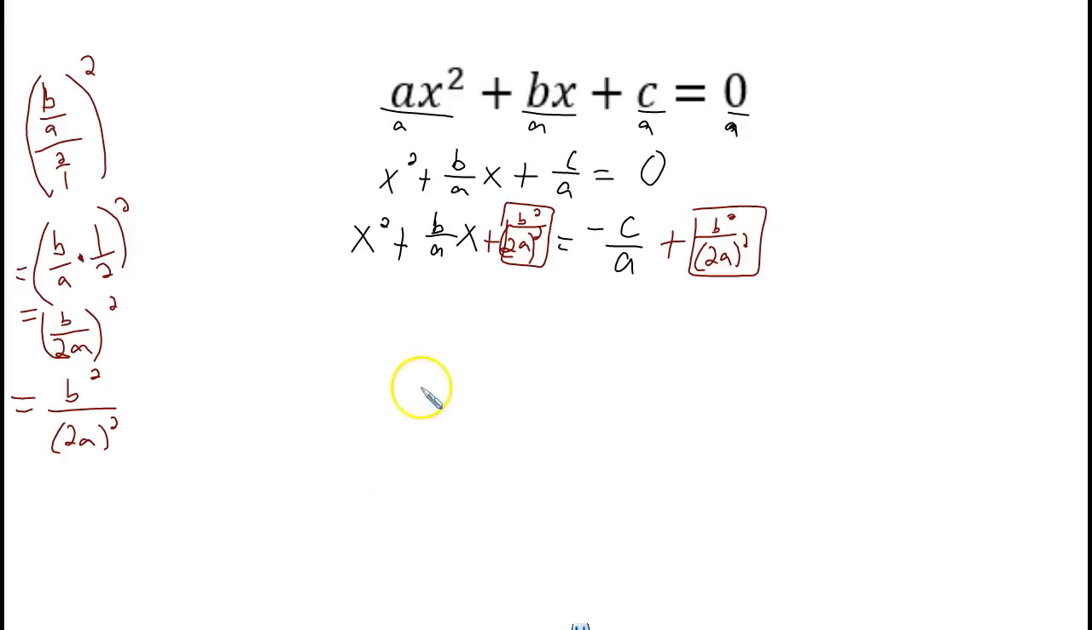Let's get back to our question. On the left side, we have permission now. Since this is a special case, we forced it to become a perfect square binomial, to say x plus b over a divided by 2. And when we did that a minute ago, b over a divided by 2, we got b over 2a. So it's going to be x plus b over 2a, all that in parentheses squared.